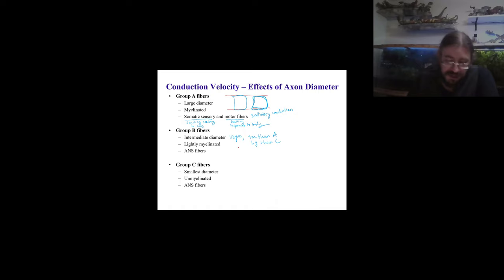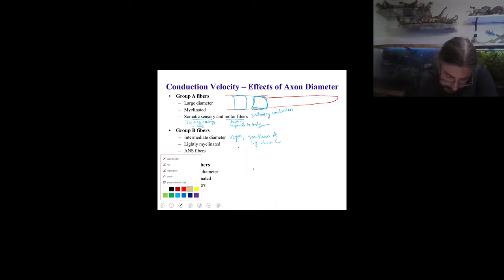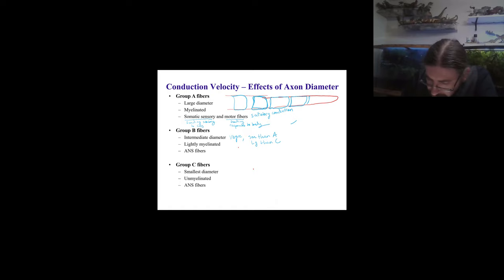So let's go ahead and finish my group A. I'll make my nodes really small and my myelin really thick. There we go. So now let's get a group B. There we go. And let's lightly myelinate it.